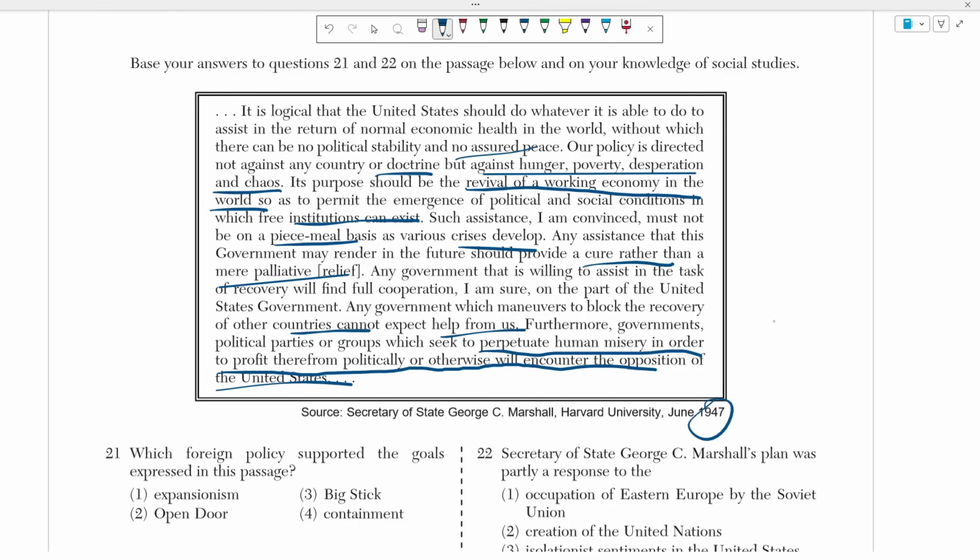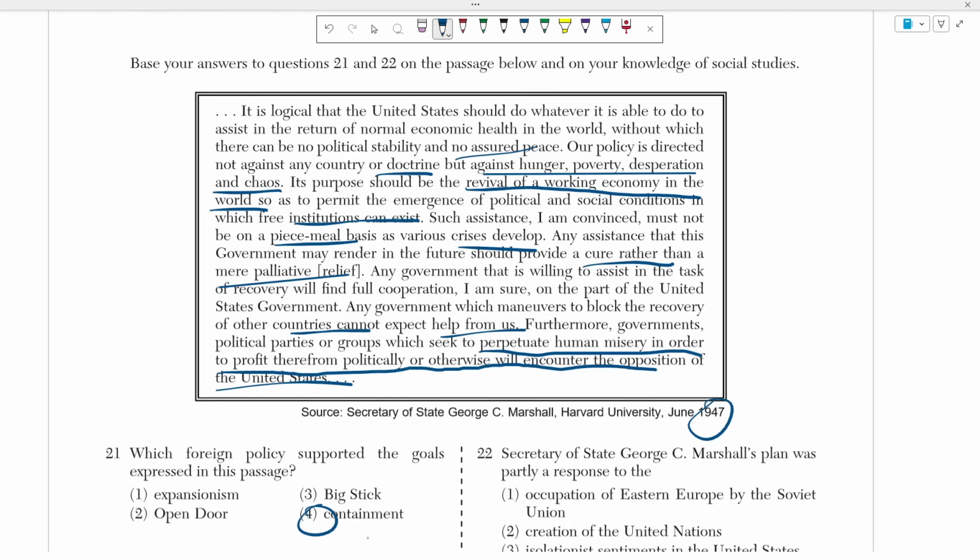We actually need to help rebuild all of Europe. So what America is going to do is pour millions and millions of dollars into Europe to help rebuild all those roads, to help rebuild all those buildings, bring back food, bring back jobs, so that Europe can actually flourish after this war. So what is supported by this? Well, it has to be containment. Why? Because at the end of the World War, America and the Soviet Union were kind of left as the two big contenders for world power.